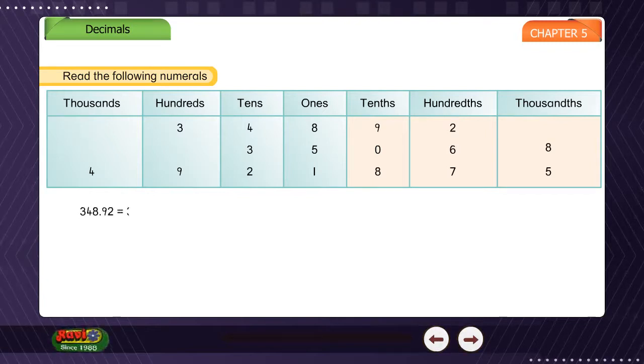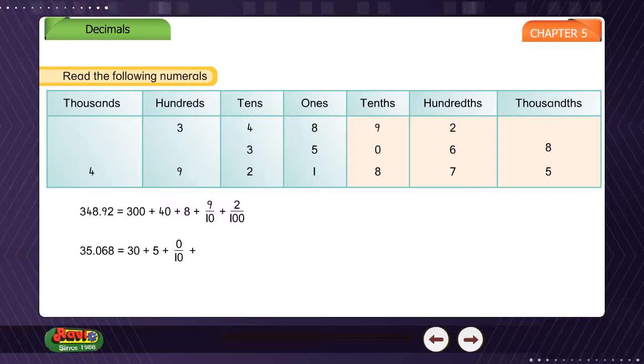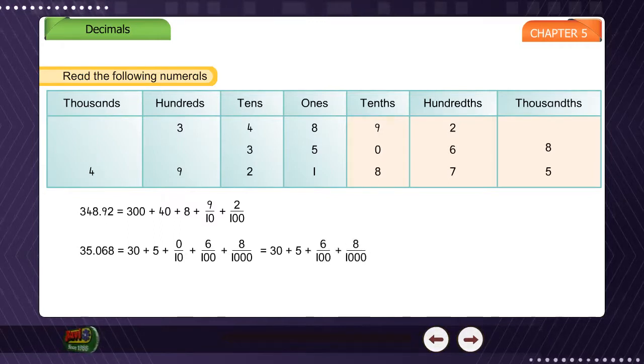In the expanded form, 348.92 is equal to 300 plus 40 plus 8 plus 9 by 10 plus 2 by 100. 35.068 is equal to 30 plus 5 plus 0 by 10 plus 6 by 100 plus 8 by 1000, which is equal to 30 plus 5 plus 6 by 100 plus 8 by 1000. 4,921.875 is equal to 4,000 plus 900 plus 20 plus 1 plus 8 by 10 plus 7 by 100 plus 5 by 1000.